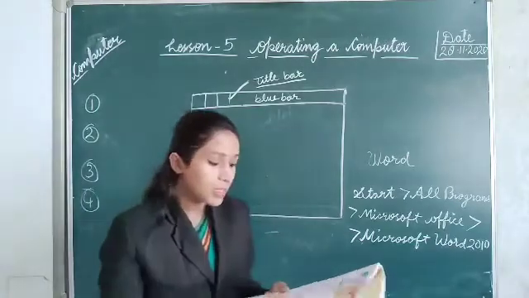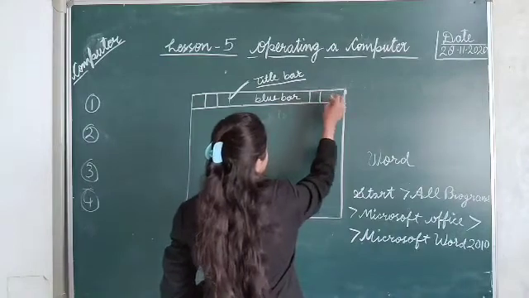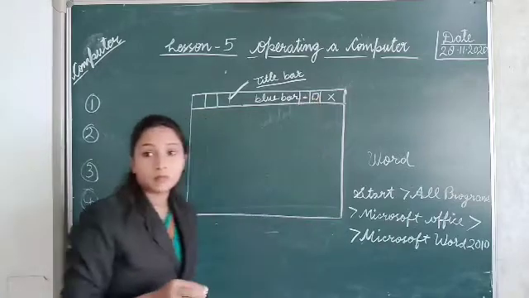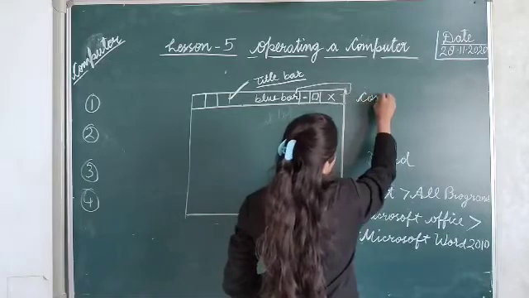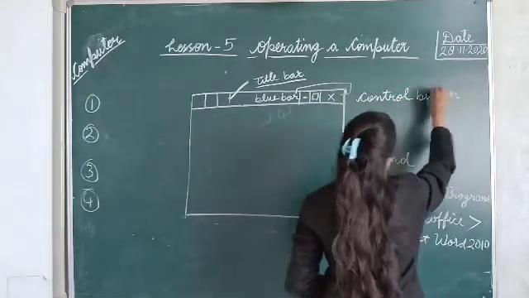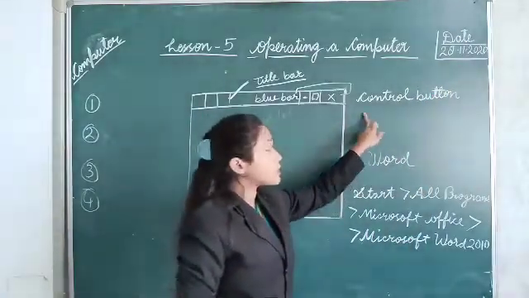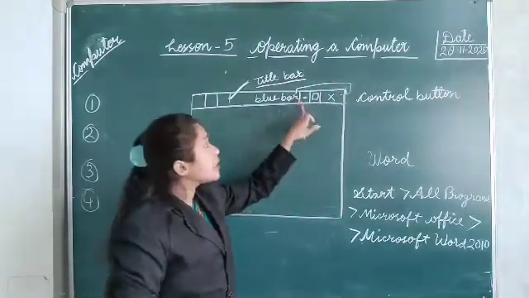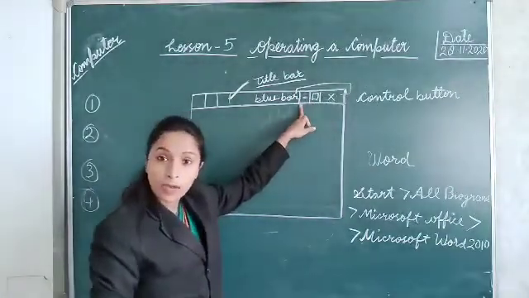Next, resizing a window. These three buttons are known as the control buttons. They are the close button, the resize button and the restore down button, or you can say minimize. Okay?